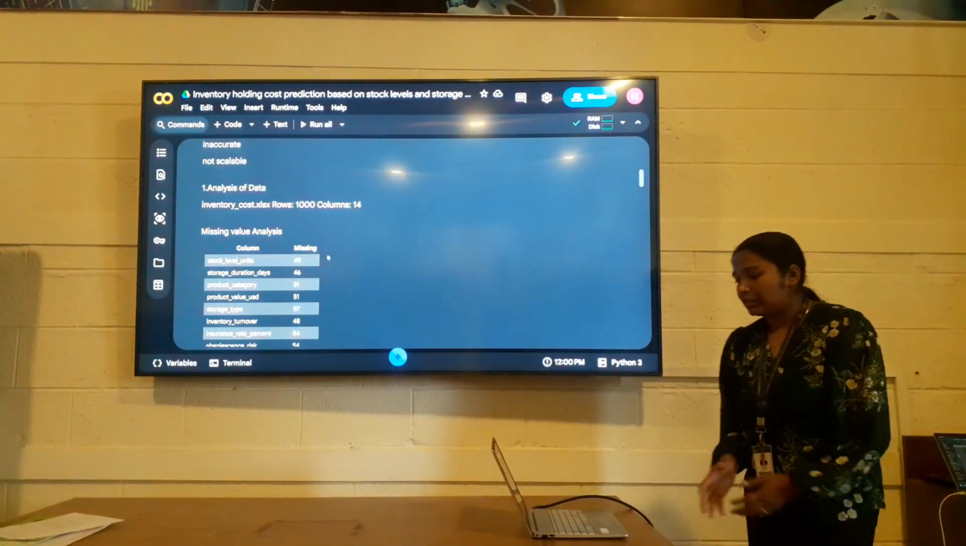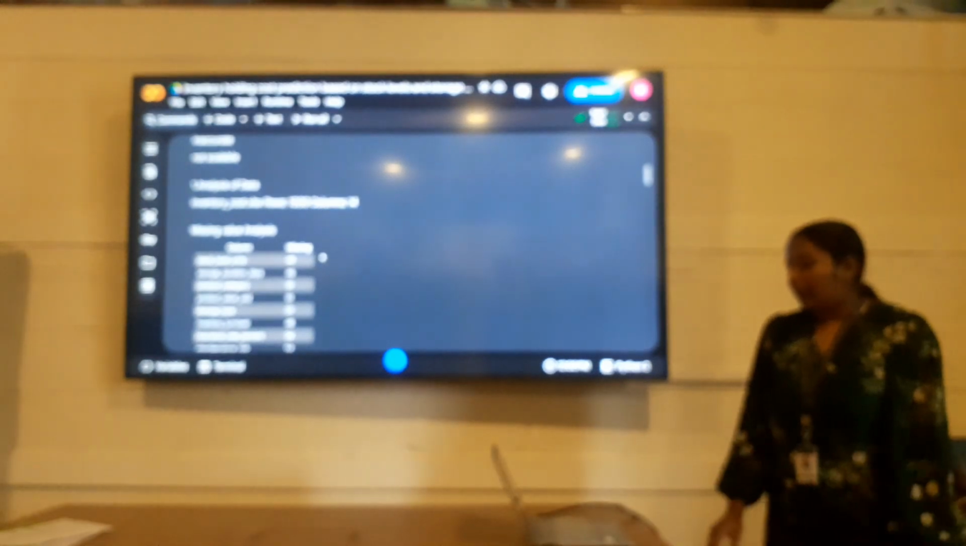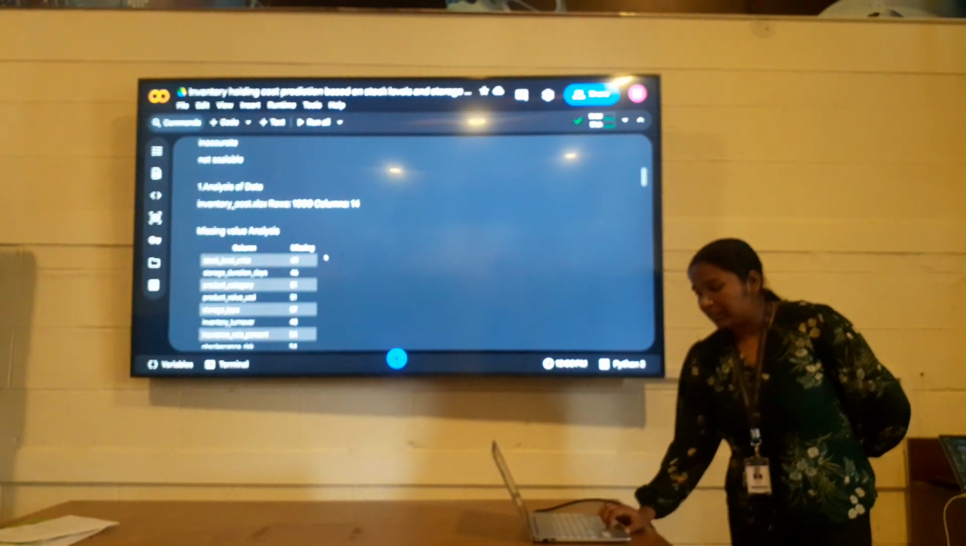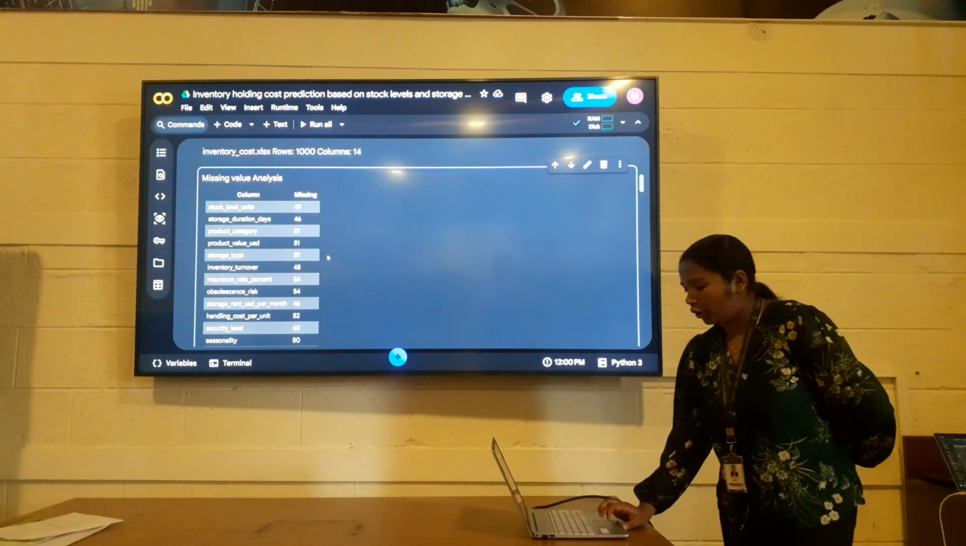The first process is analysis of data. The dataset I am using is inventory cost, which is from Kaggle. The first step after collecting data is analysis of data. The dataset consists of 1000 rows and 14 columns.